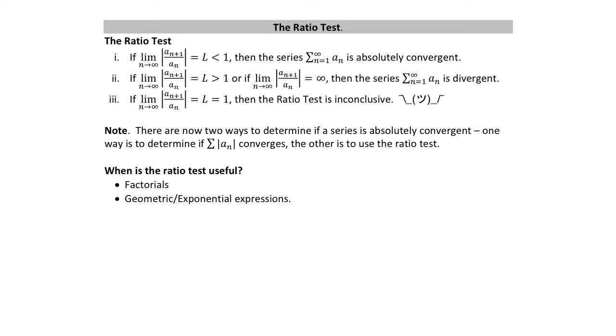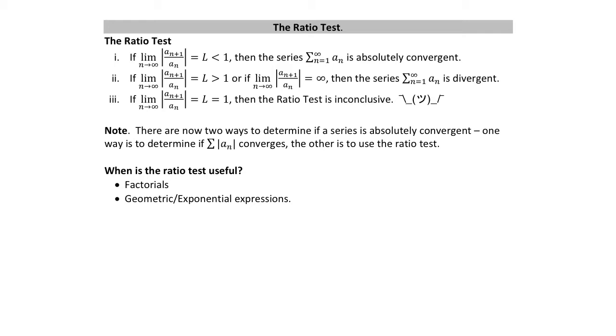If that ratio approaches some number L that's less than 1, then the series not only is convergent, but is absolutely convergent. So it's a rather powerful test. If that ratio approaches some number L which is greater than 1, or if the limit goes to infinity, then the series diverges. And if the ratio approaches 1, well, we're going to have to find a different test. It's inconclusive.